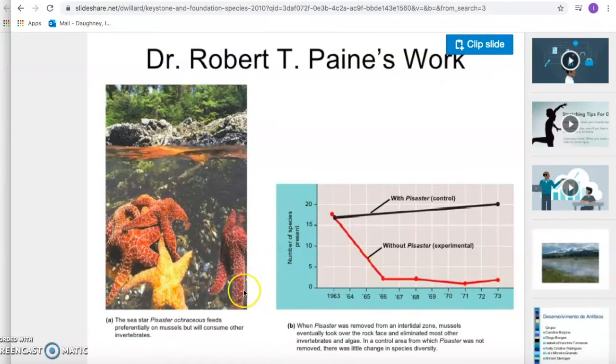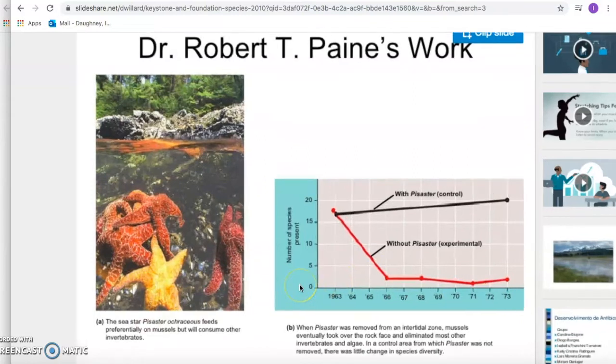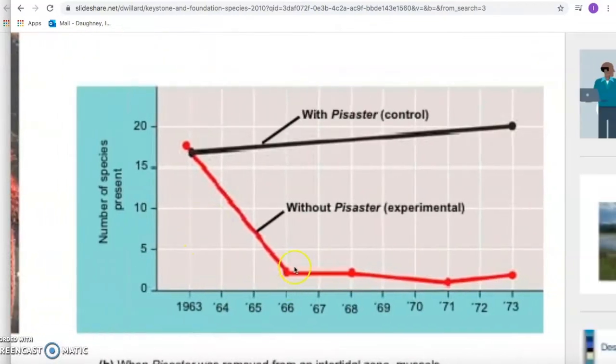So let's focus on this chart here. So here's the number of species that are present in an intertidal zone. When there's a lot of sea stars, okay, then there's a lot of other species. There are at least 15 to 20 species present throughout all these years from 1963 to 1973. When there are sea stars present, there's at least 15 to 20 other invertebrate species living in the intertidal zone.